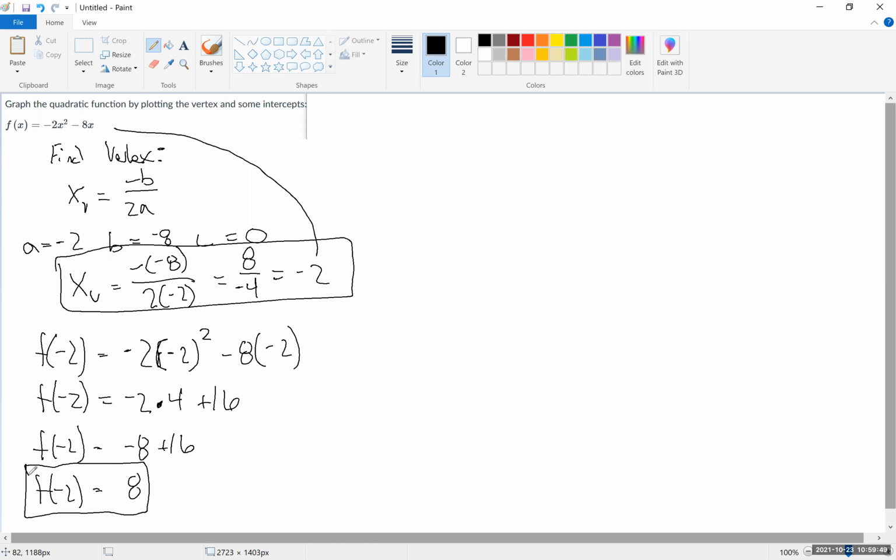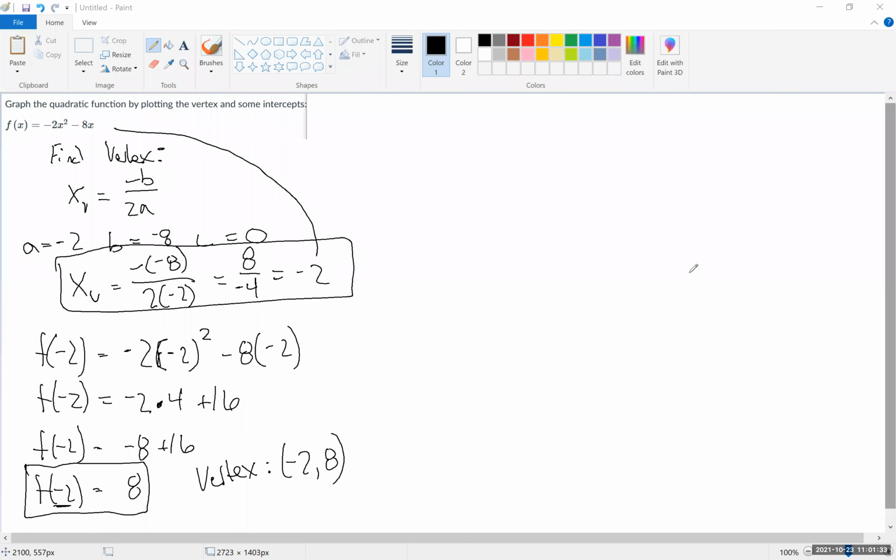So what is our vertex? The vertex is the point negative 2, 8. The x is negative 2, and the y is 8. Okay, I'm going to pause here and see if there are any questions before we get to the intercepts.